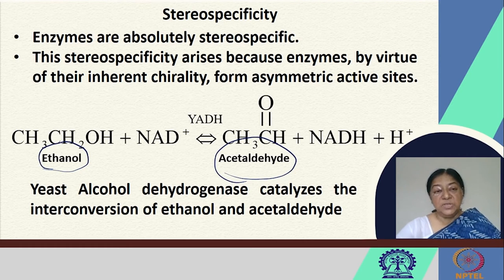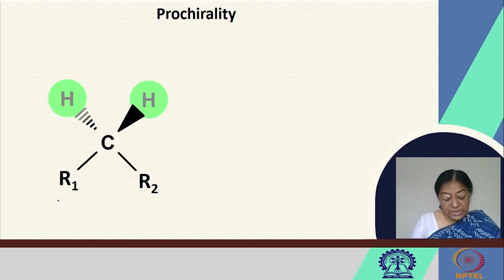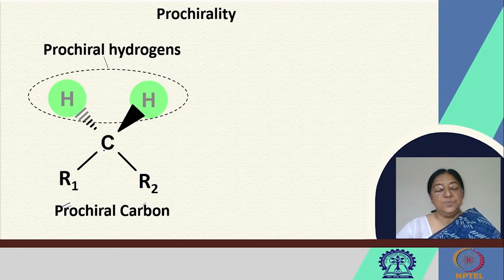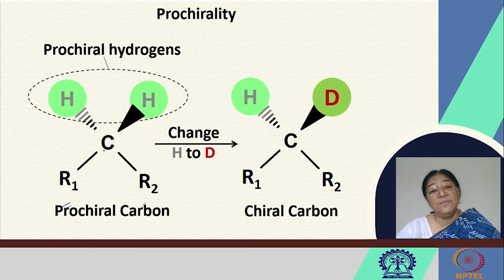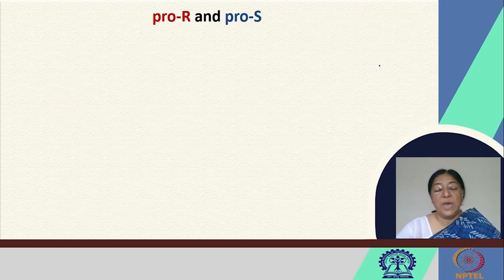Now, if we look at this particular interaction, we have to understand what we mean by prochirality. In prochirality, what we have now is we have two substituents, R1 and R2, to the carbon, and we have two hydrogens attached. Now, this is called a prochiral carbon because this replacement of one hydrogen is going to result in a chiral carbon. So now if we look at these prochiral hydrogens, we realize that the change of one of these hydrogens is going to result in a chiral carbon because now we have four substituents that are different. So this occurrence from achiral to chiral in the substituent changes is important, where we can form the pro-R and the pro-S. What do we mean by these?